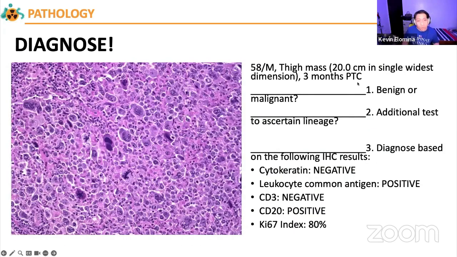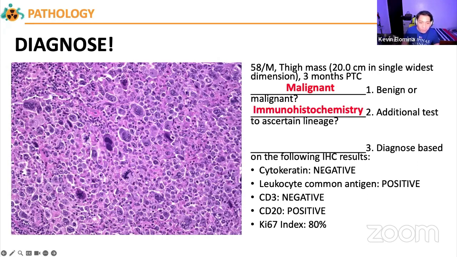Okay? So this one naman is an elderly male with a thigh mass, 20 cm, 3 months. Ang bilis-bilis. So siguro benign or malignant, it's malignant. And also, if you look at the picture, baka naman ang pangit. Pag pangit-pangit, malignant na yan. So additional test to determine a certain lineage, well, sa sobrang pangit niya, hindi ko alam kung saan siya galing. So, it's undifferentiated. We need to do IHCs.